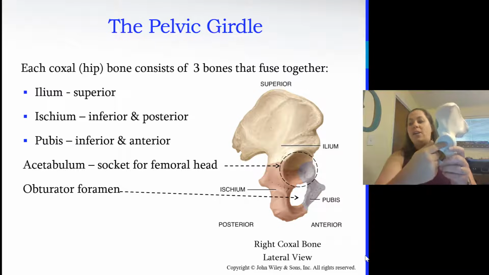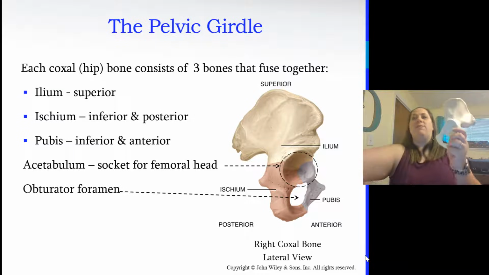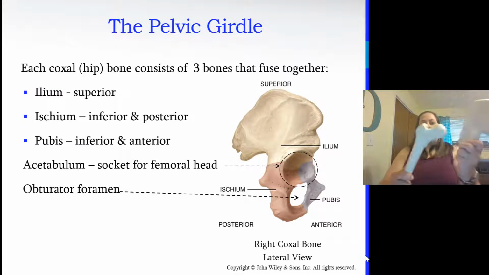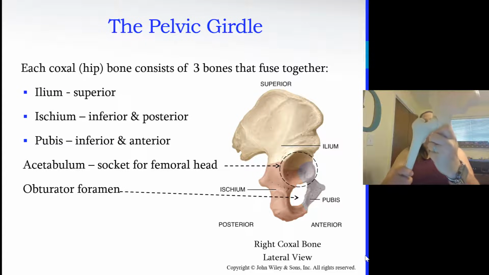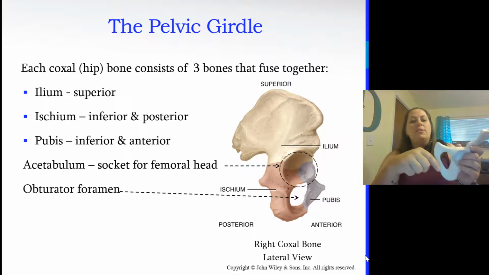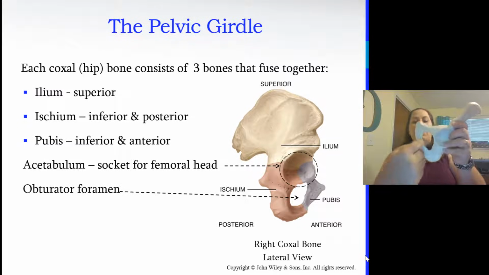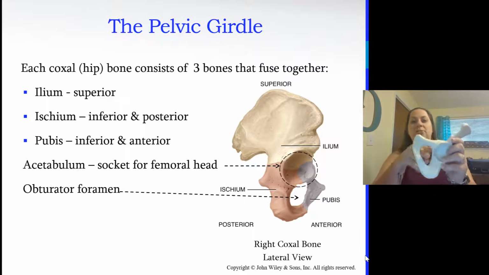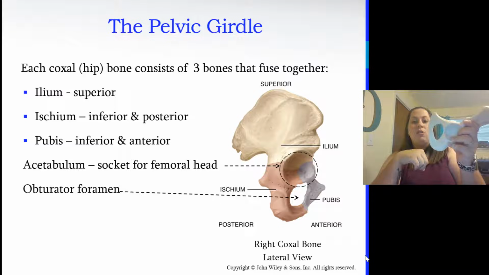This is a socket where the actual head of the femur is going to fit. Okay, so you can see that ball and socket that forms right here. It allows that head of the femur to fit in there, okay, the acetabulum. We also have what we call the obturator foramen, which is a hole here which allows for the passage of a lot of blood vessels and nerves.